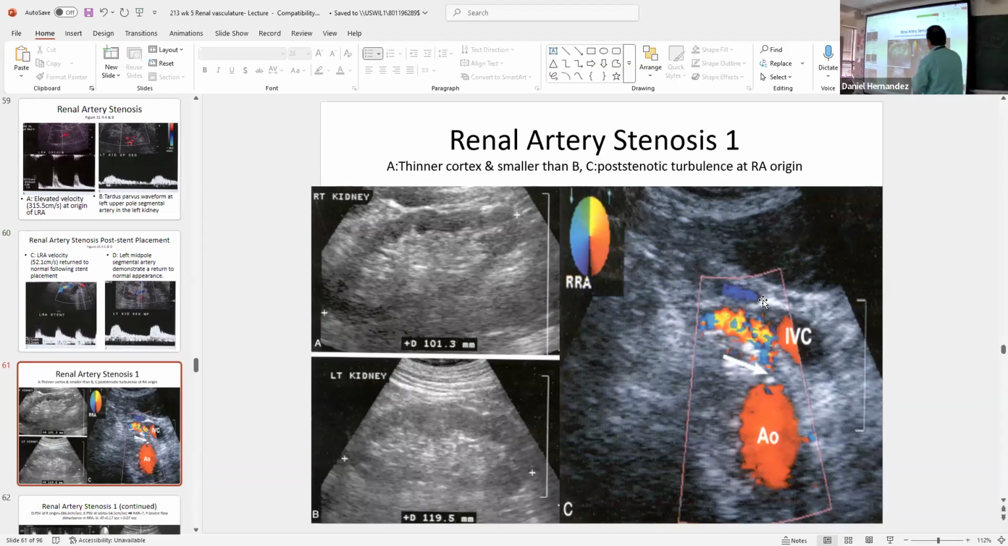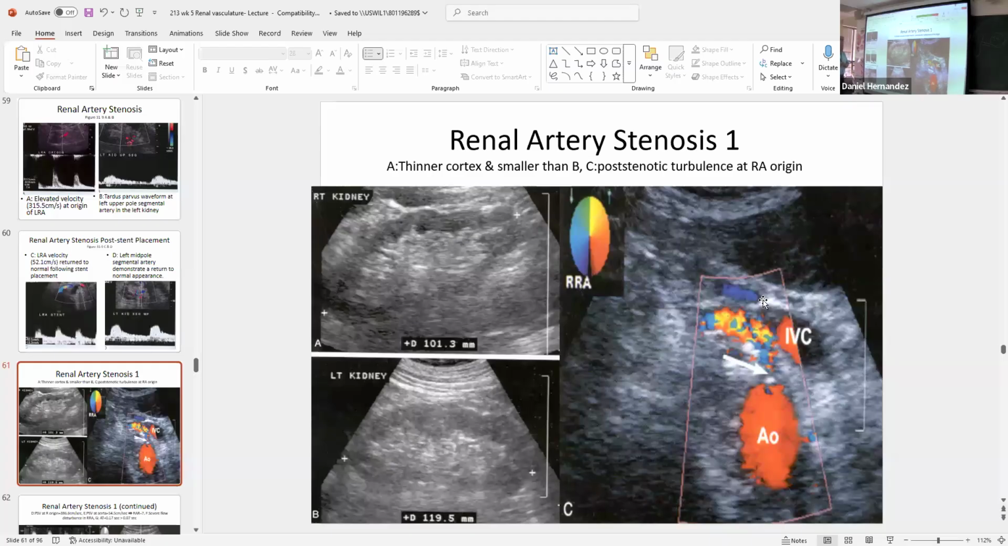So this was a nice image showing the difference in intimal thickness. In this case, it's the right renal artery that's stenotic. The right kidney only measured about 10.1 centimeters. Left kidney was almost 12 centimeters. The cortical thickness, so you can see the hypoechoic darker cortex surrounding the kidney, is much thicker on the left one compared to the right one.